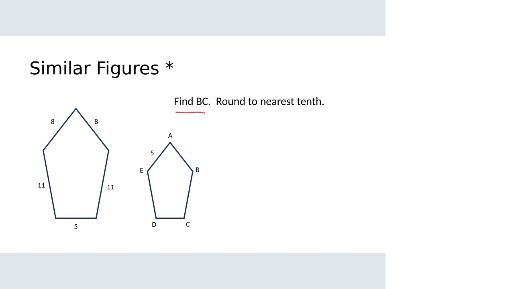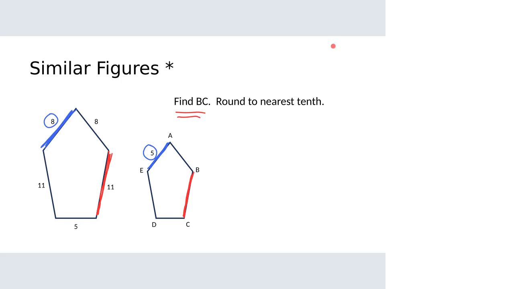So let's see. I'm looking here, and BC is what I'm trying to find, that side right here. So the corresponding part that I'm looking for is over here where that 11 is. So those two parts correspond to each other. And the only value I know in this pentagon on the right is AE over here that has a length of 5. So I need to find a corresponding part for that. And that's going to be this side right here that has a length of 8.